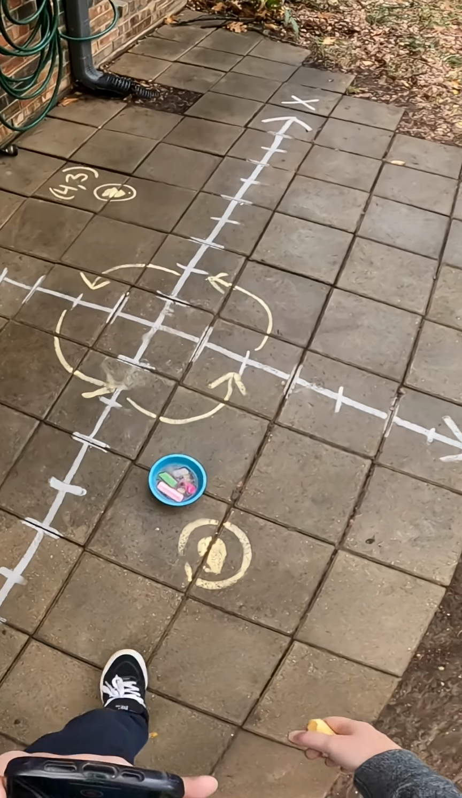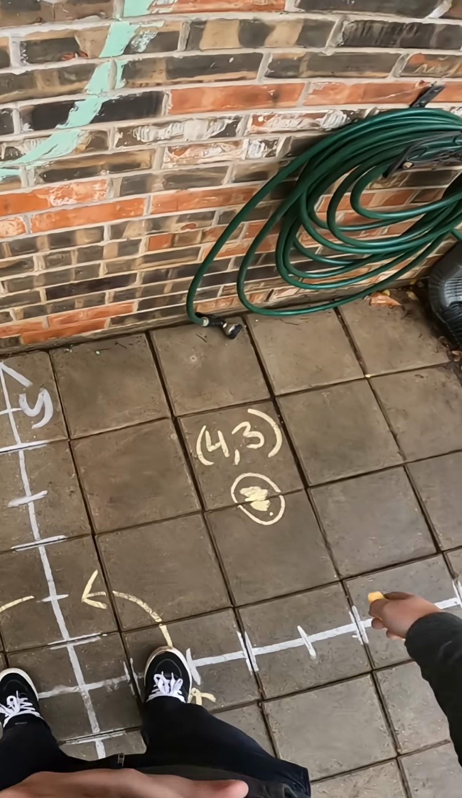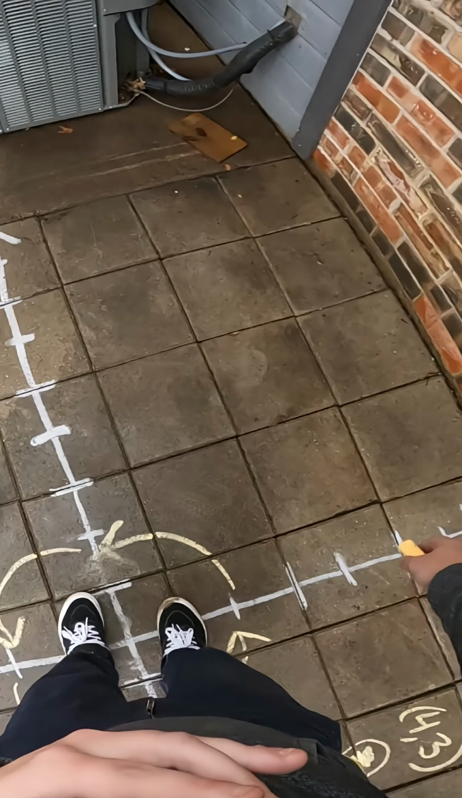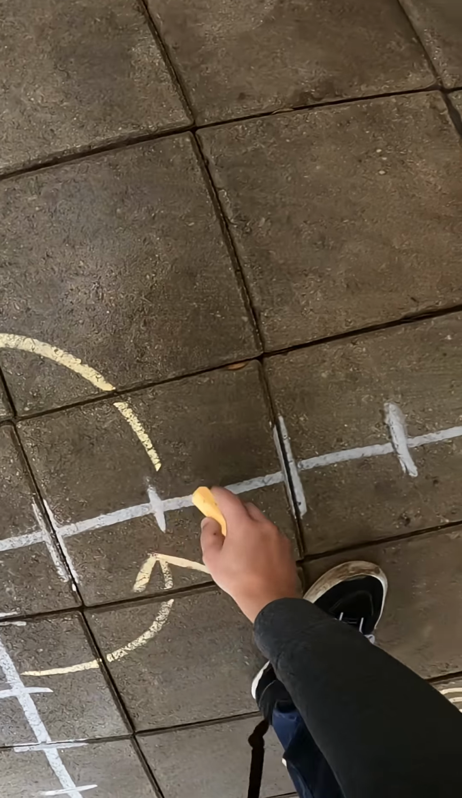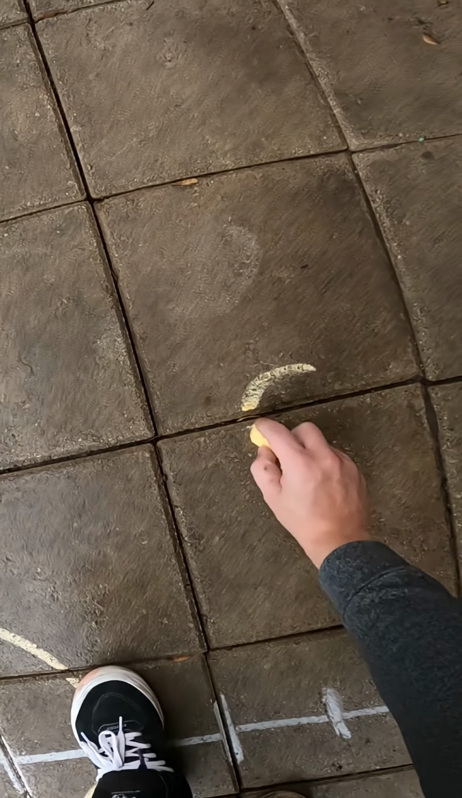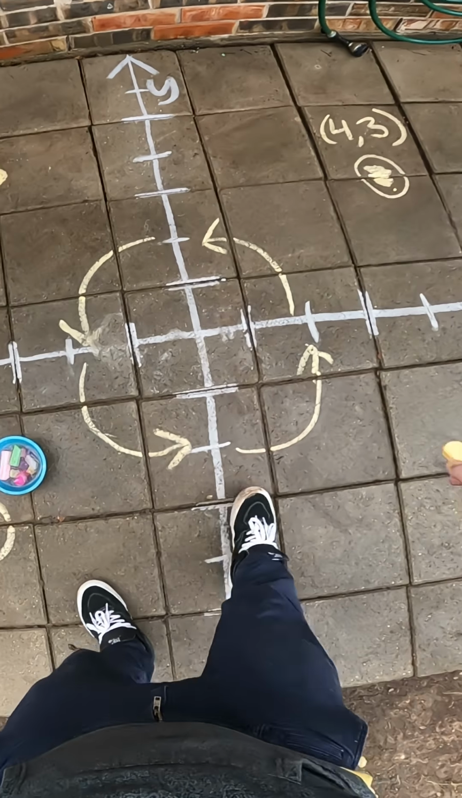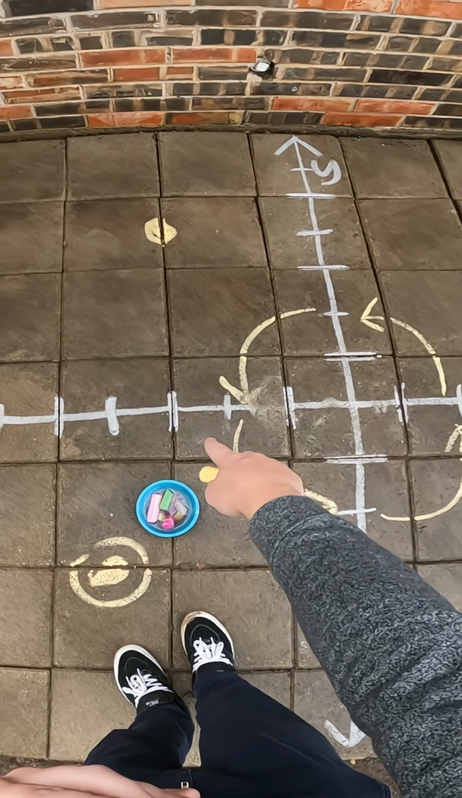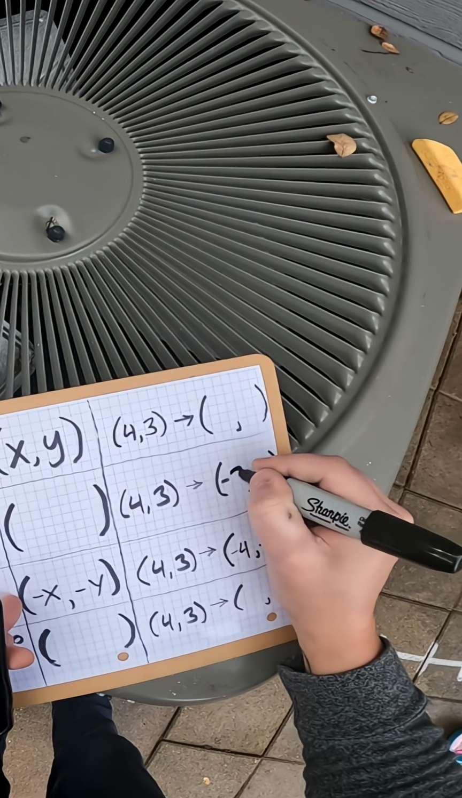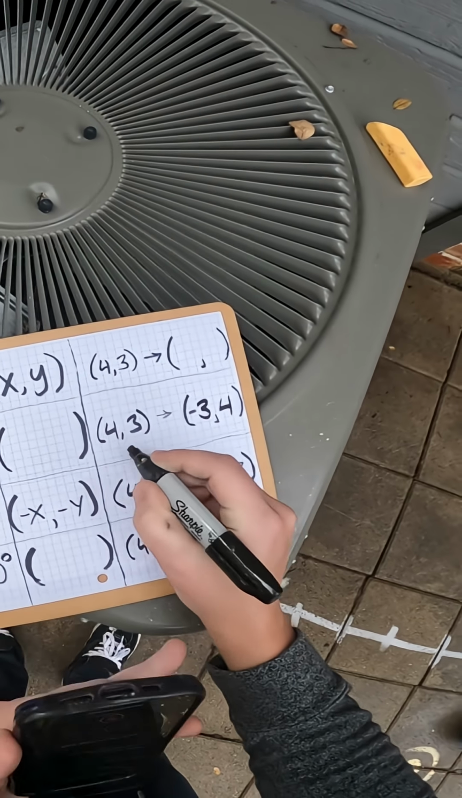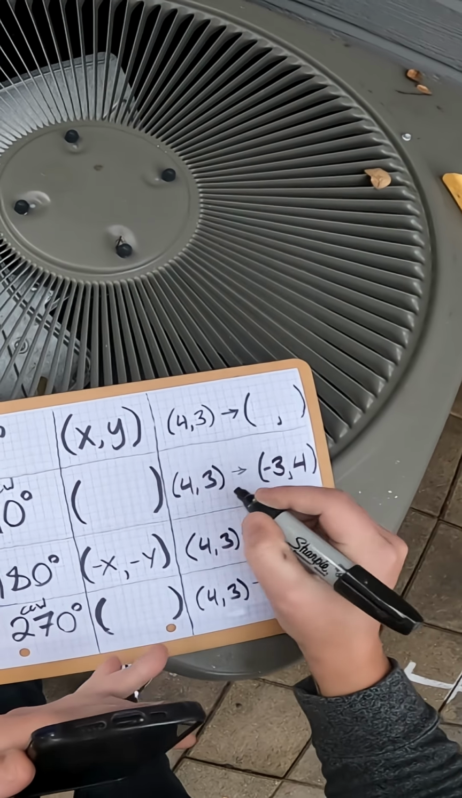Well, let's see what happens if we turn 90 degrees counterclockwise from my perspective. This would be 90. 1, 2, 3, 4. 1, 2, 3. Here's my new point. And if we look at our original perspective, that point is at (-3, 4). Well, what happened? Well, the 4 stays the same, but it switches sides.